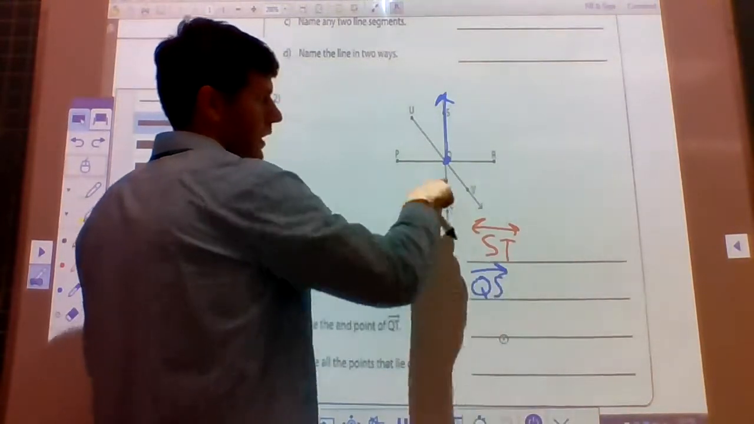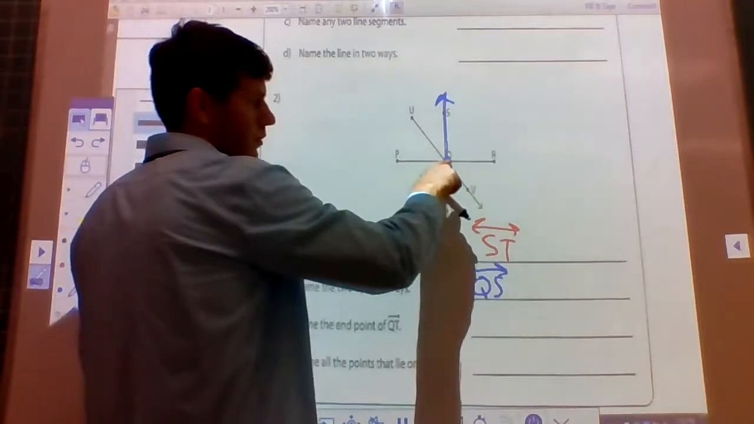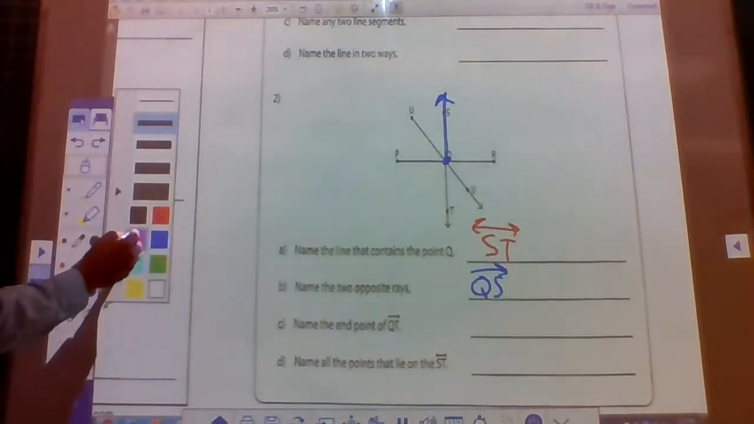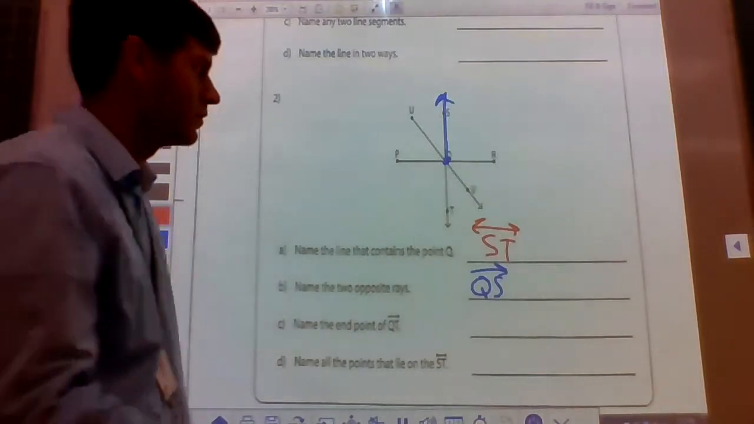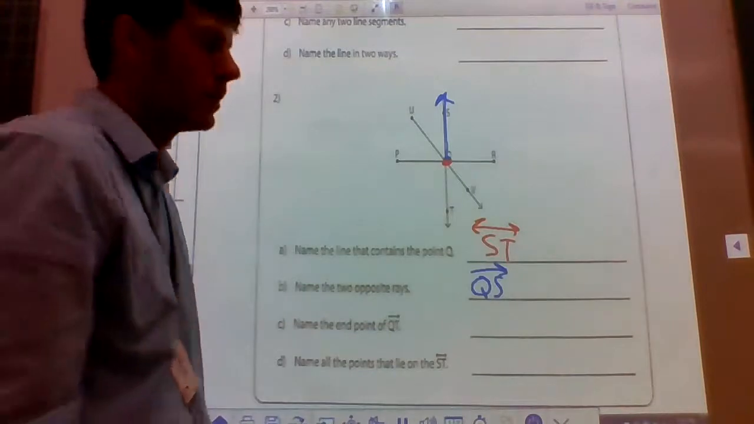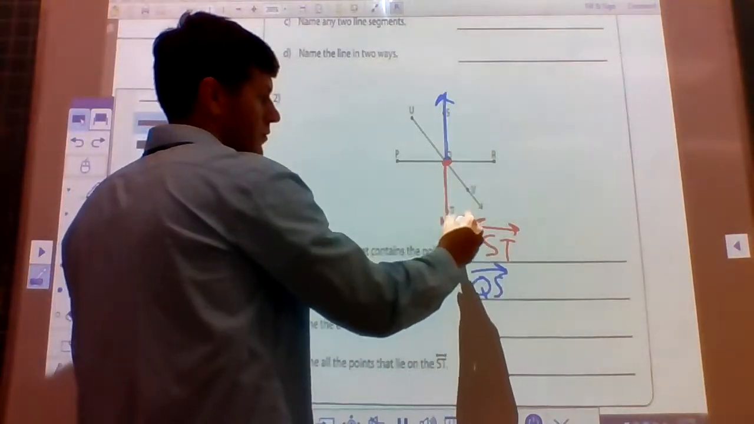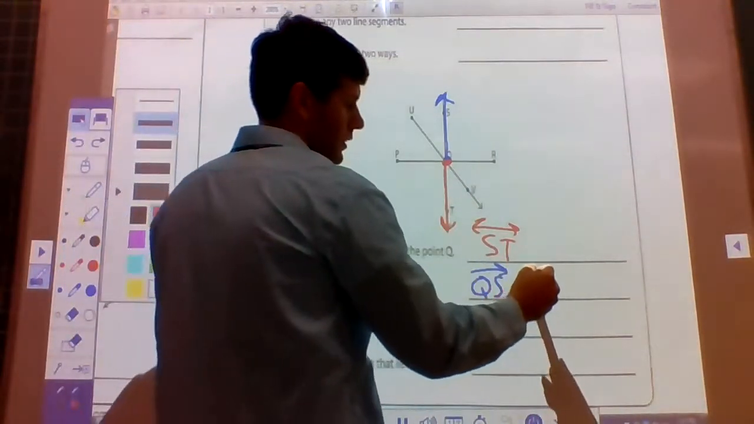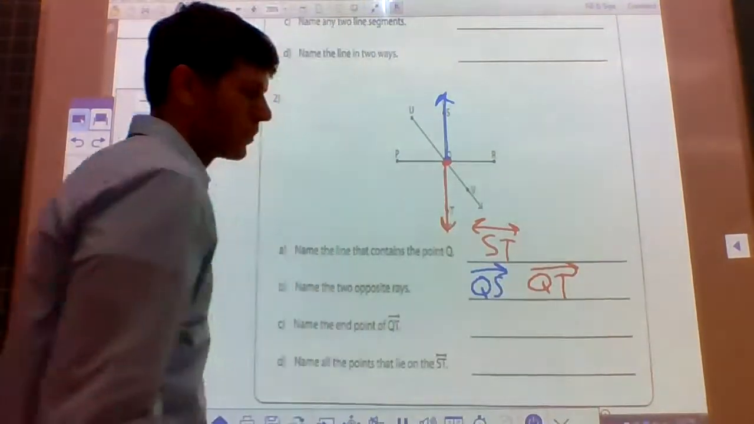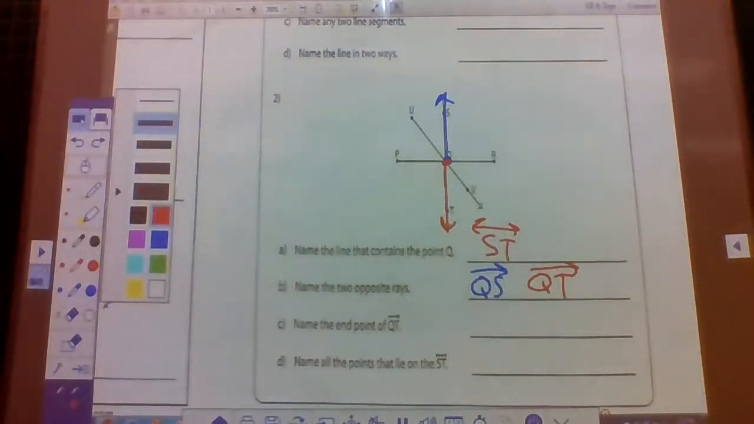And the arrow's over the S because we're starting at Q, endpoint Q, and going through S forever. And our opposite ray has to start at Q because it has to have the same endpoint, and it has to form a line, so we have to go down, and that means we're going to go through T. So that's going to be ray QT. The arrow is over the T because we're going through T forever.